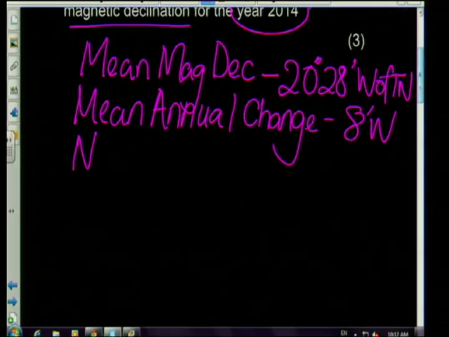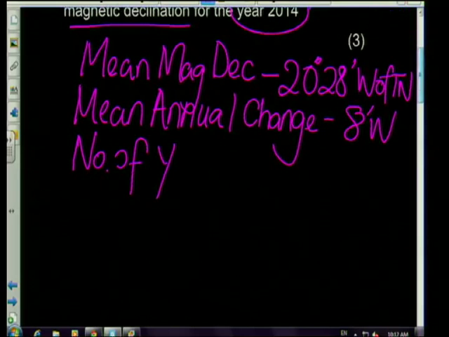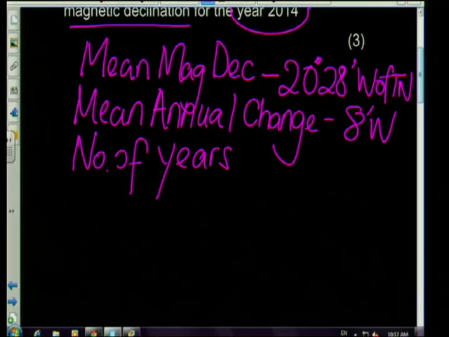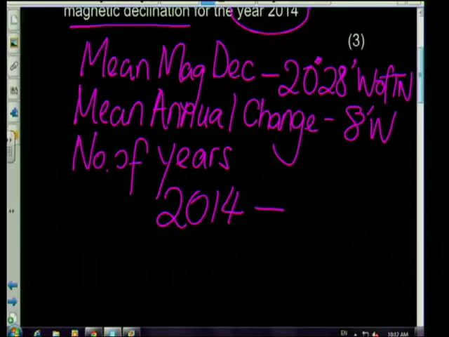Now we'll calculate the number of years. In order to calculate the number of years, you should go back to the question as well as the map. The question asks you for updating the magnetic declination for the year 2014. So in order to calculate the updating of the map work for 2014, I will take 2014 and subtract the year on the map. And as we've indicated, the year on the map is the year immediately after your mean magnetic declination.